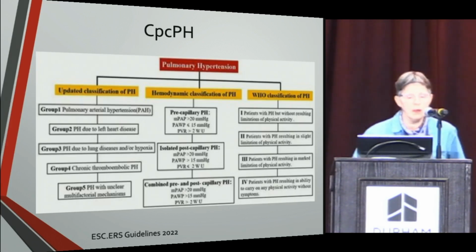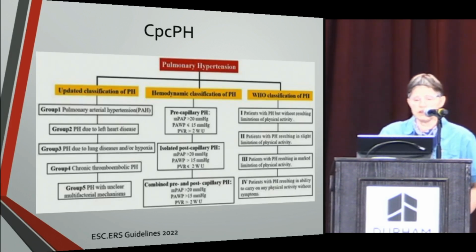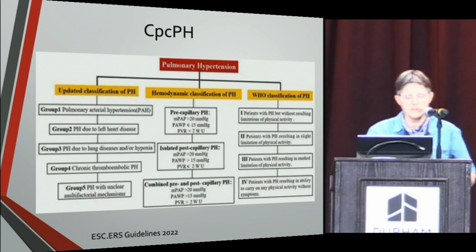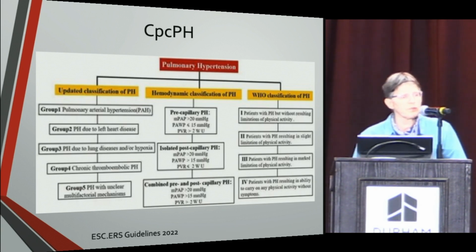So CPC-PH, i.e. combined pre and post capillary pH. As the definitions for pH change, the definitions for this change. So pre-capillary pH we know is a mean pH pressure greater than 20, a wedge less than 15, and now a PVR of more than 2.